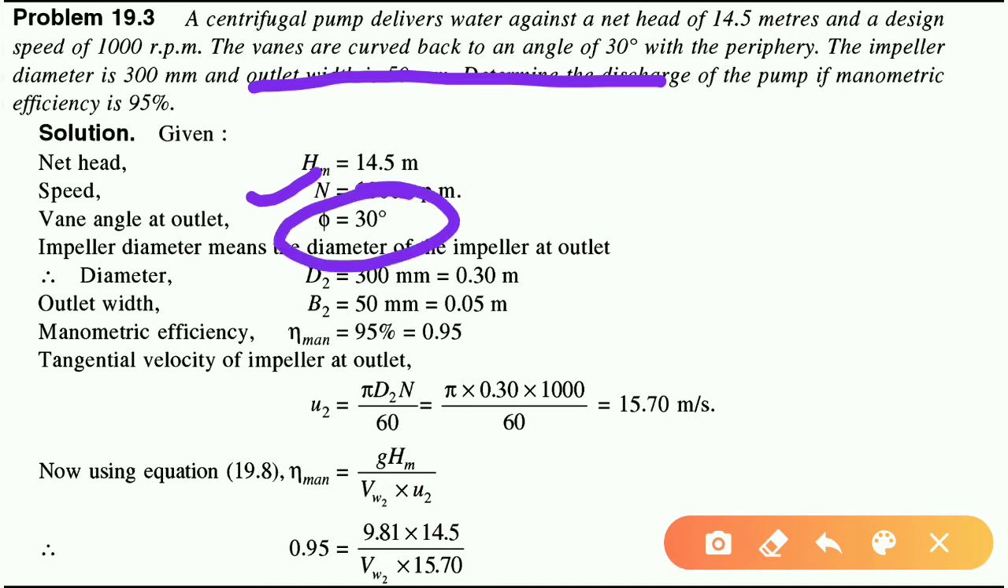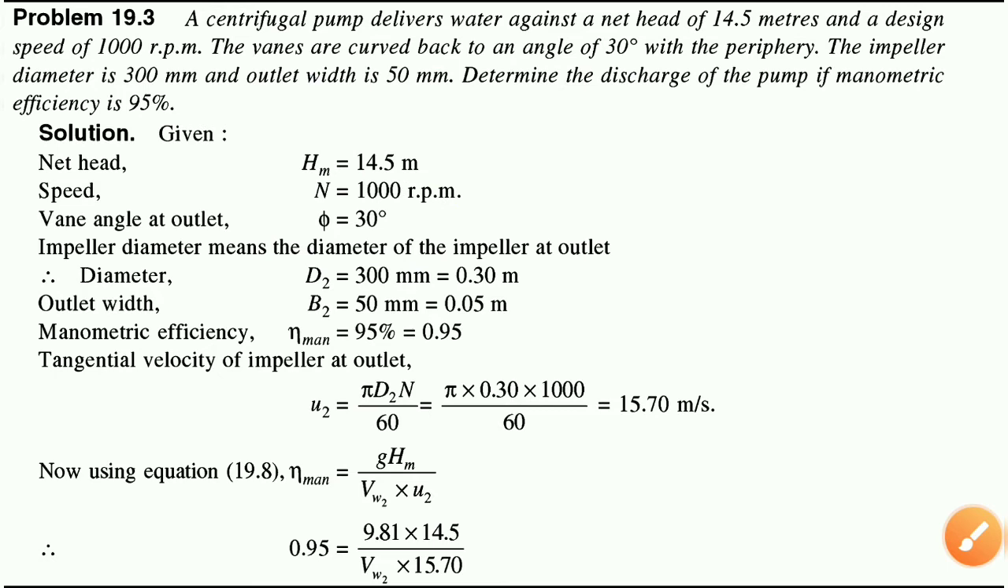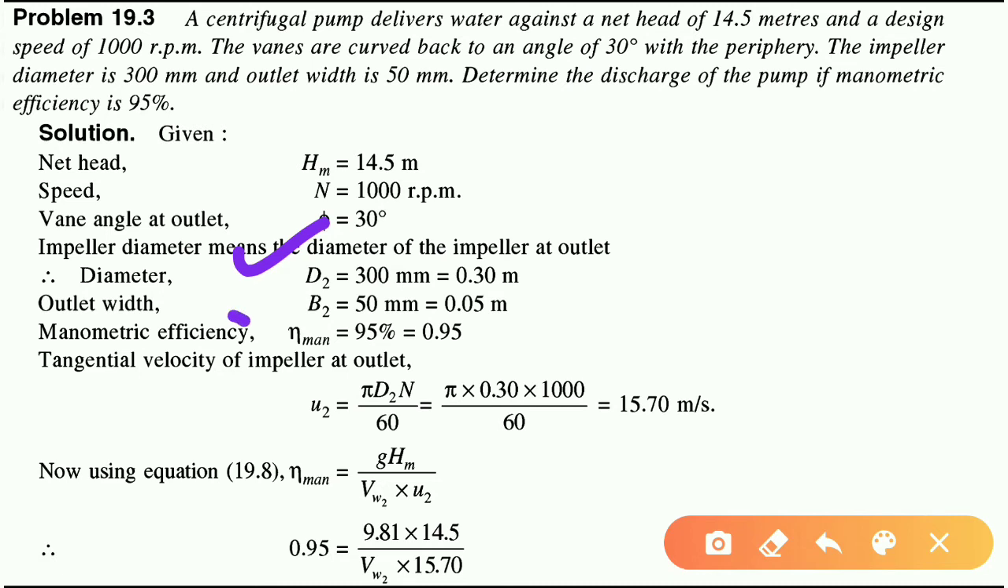The impeller diameter is given as 300 mm. So the diameter of the impeller is always the outside diameter, which is D2 equal to 300 mm, which is equal to 0.30 in meter. The outlet width is 50 mm. Obviously it is the value of B2, meaning the width at the outlet, which is 50 mm, equal to 0.05 meter.